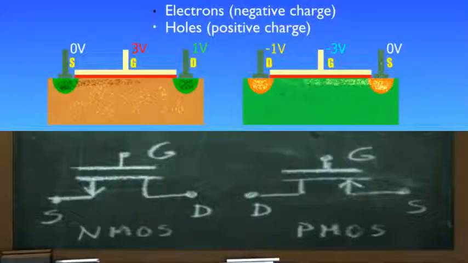There are two types of Mosfet, depending on the sign of the electrical charge flowing through it: NMOS and PMOS. In the first, the electrical current consists of electrons. In the second, it consists of holes.